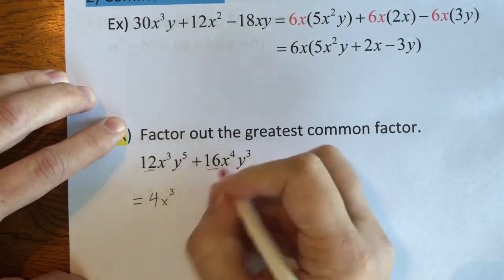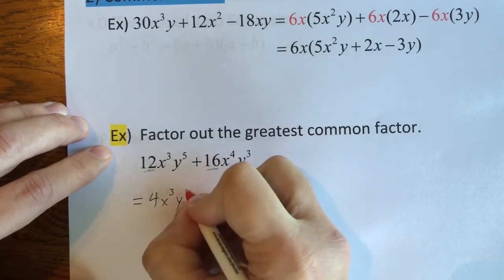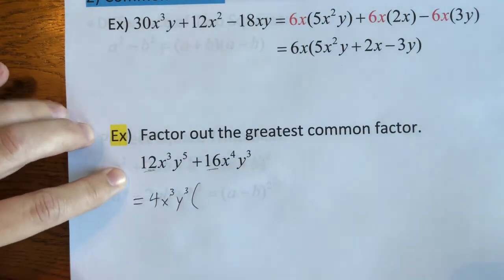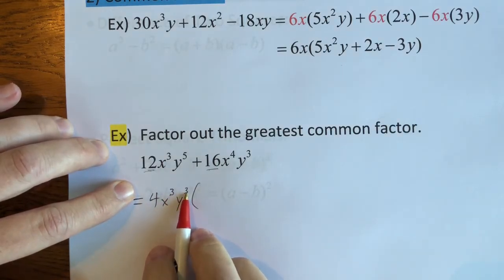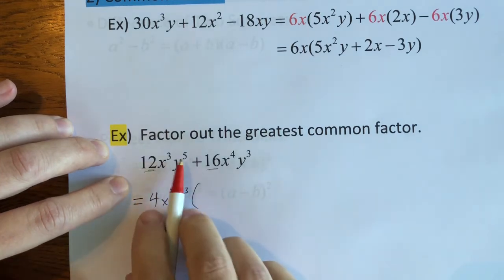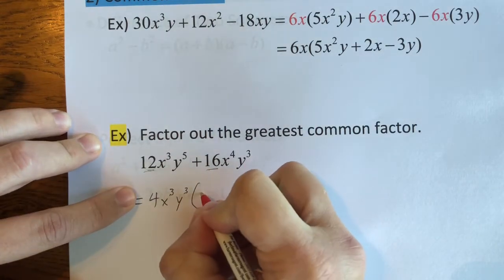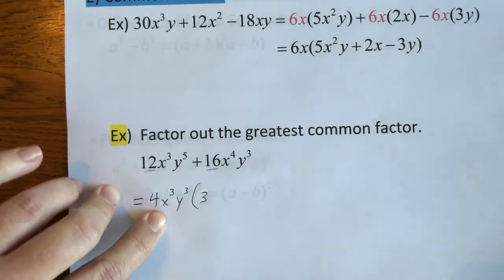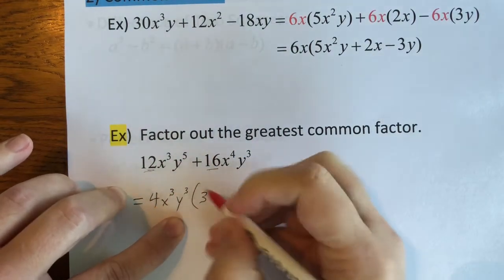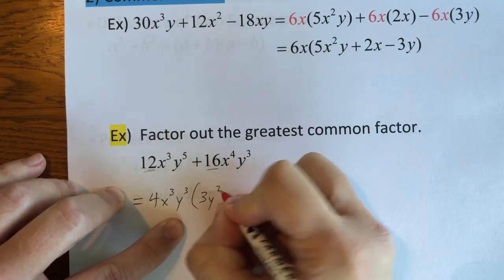And then do we have a y involved in each of these? Yes, we do. So we write down a y. Now, y to the what? Y, again, to the smallest exponent, which would be 3. And then let's just cut to the chase here. So 4x cubed y cubed is our GCF. This times what would bring us back to 12x cubed y to the 5th? Well, 4 times 3 would give us 12. X cubed is already an x cubed, so you're finished with the x's. And then y cubed times what would give us y to the 5th? Well, that would be y to the 2nd.